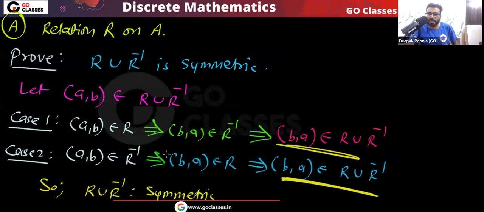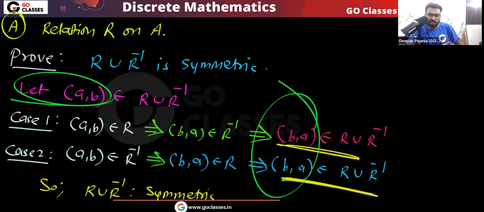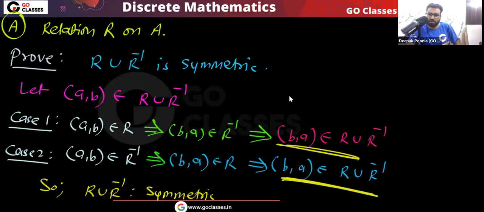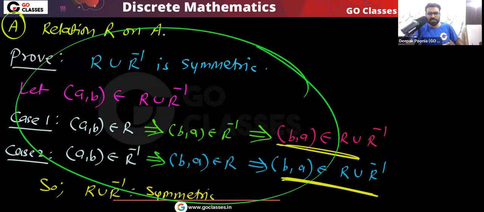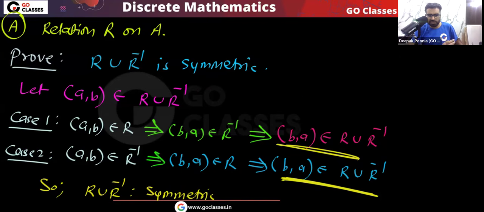Very simple proof. Remember, to check whether any relation is symmetric or not, this is always the starting point. We always assume that AB belongs to that relation, then we check, can I say that BA also belongs to that relation? We are just using the same template, nothing fancy, just the basic proofs. I hope you understood this one.